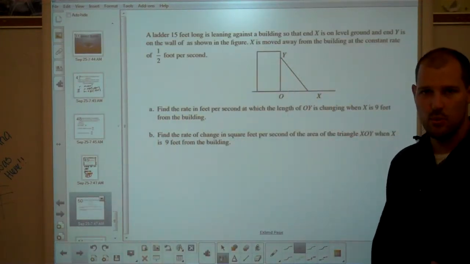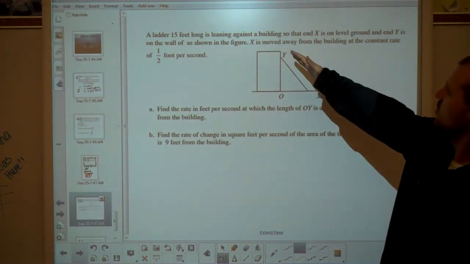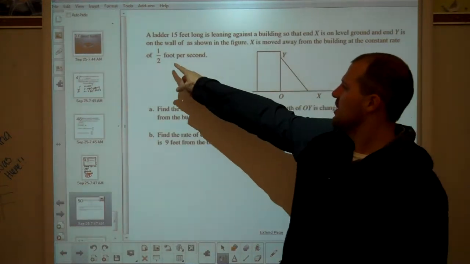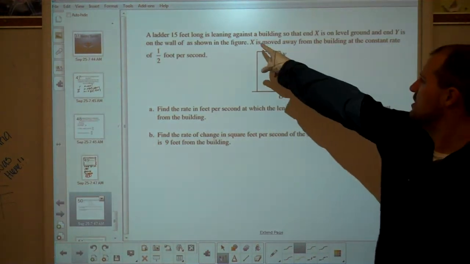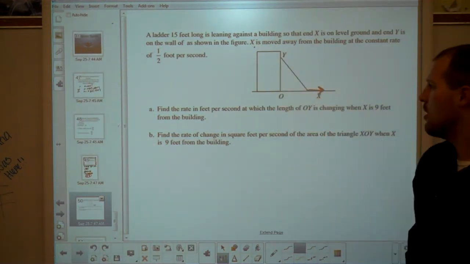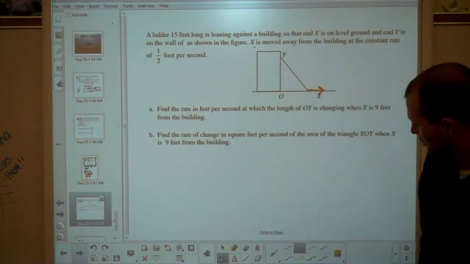Okay, in our second example, we're moving into more of a standard AP type question. In this one, we've got a ladder up against a wall, and that ladder is going to start falling. They're telling us down here that it's going to move at 1/2 foot per second. That's the rate at which x is going to move away from the wall. Okay, so let's start labeling our picture. Let's start writing down this information.